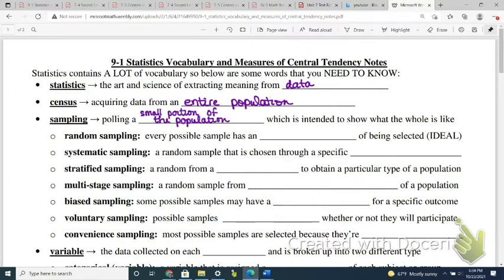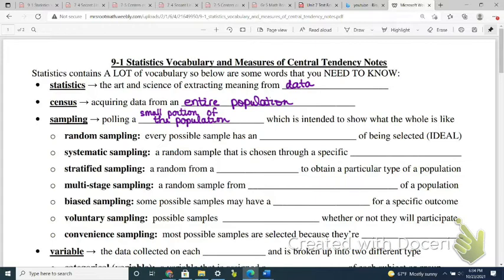We are going to talk about 7 particular types of sampling. The first 4 are the ones we want to try to use every time. The last 3 we only want to use when absolutely necessary because they don't give us the best information.